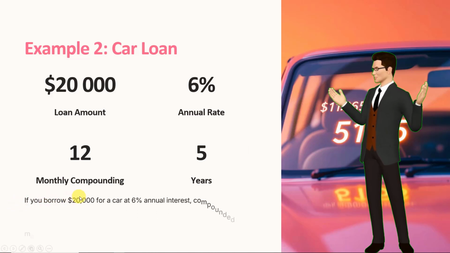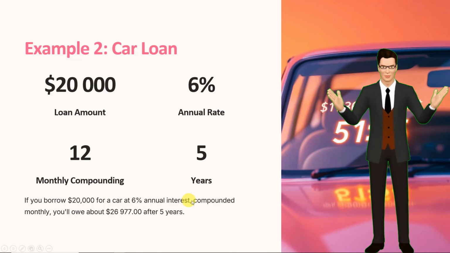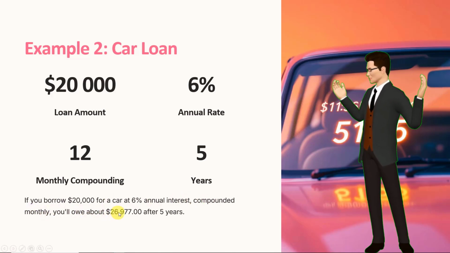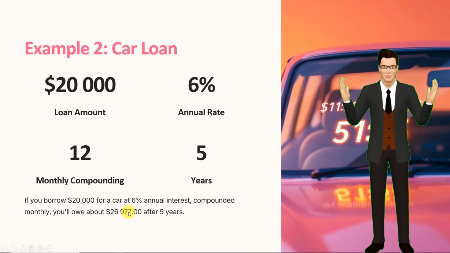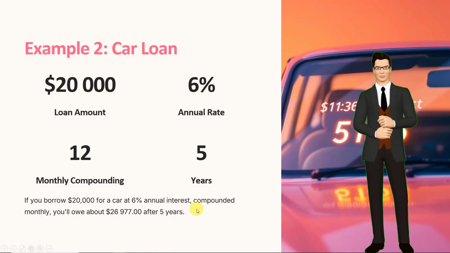If you borrow $20,000 for a car at 6% annual interest, compounded monthly, you will owe about $26,977 after 5 years. Guys, that's a lot of money to pay off in interest. Really, it is.